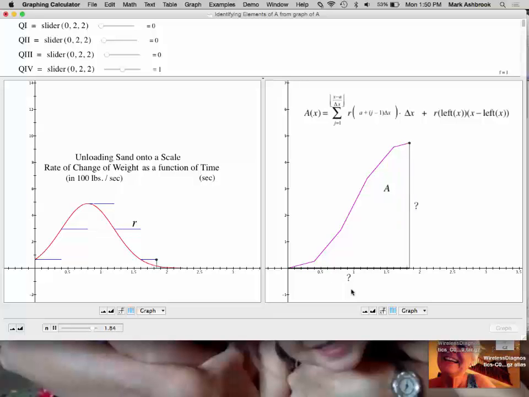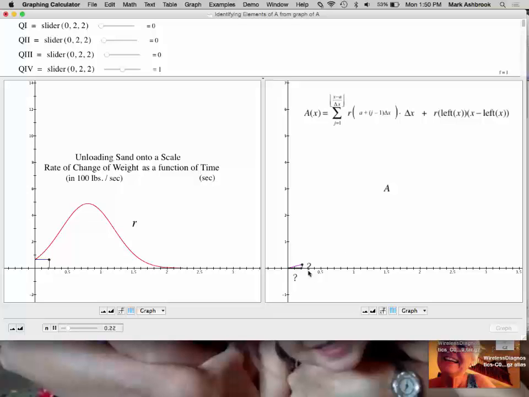So it's what? We know the rate of change at every moment, and we want to know the amount, the pounds of sand at every moment. That's what X is. At every moment. Okay? And what about vertically?